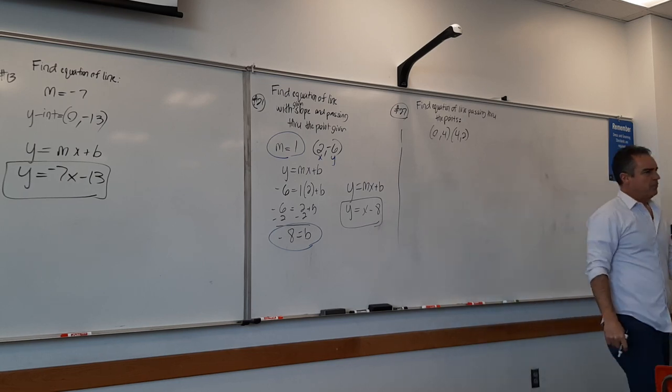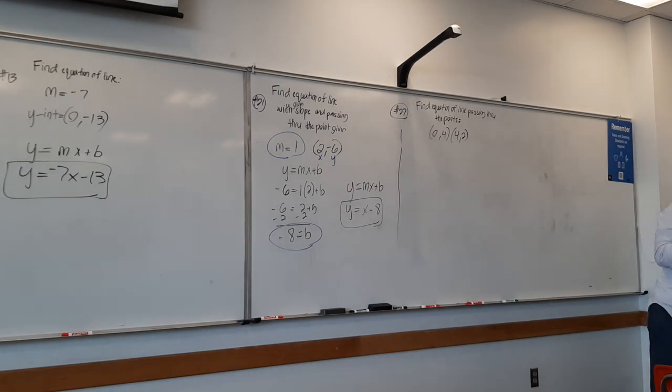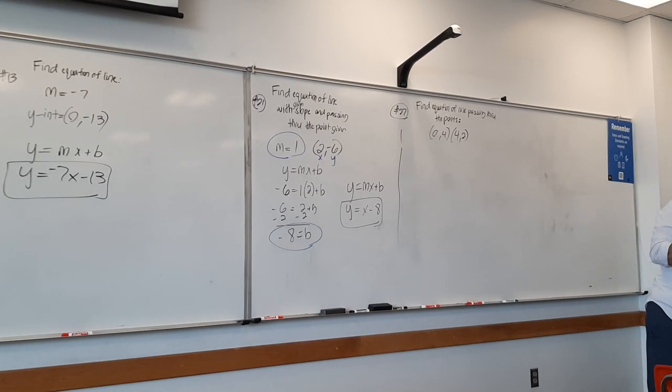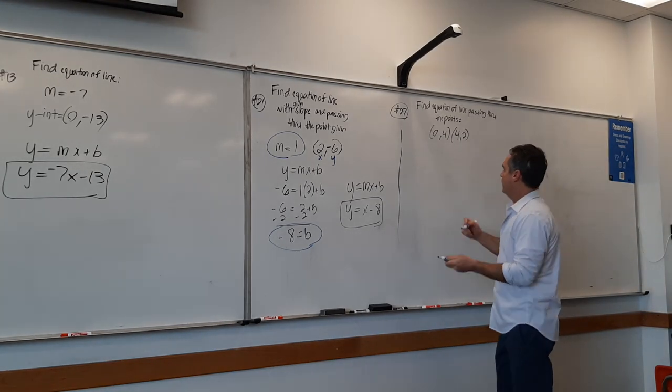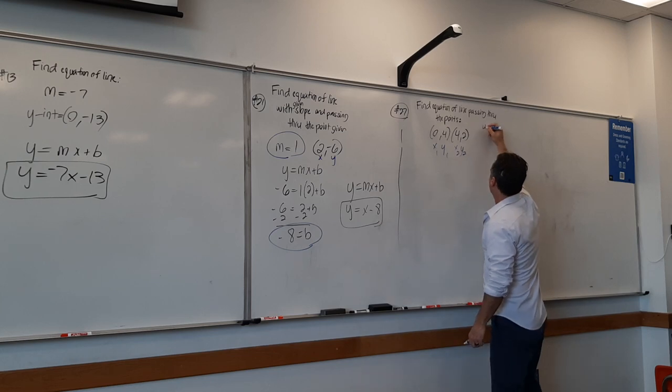First step is to find m. What's our tool for finding m here? Y2 minus y1 over x2 minus x1. That's right. We have to label these two. Look up here: x1, y1, x2, y2. Y2 minus y1 over x2 minus x1.